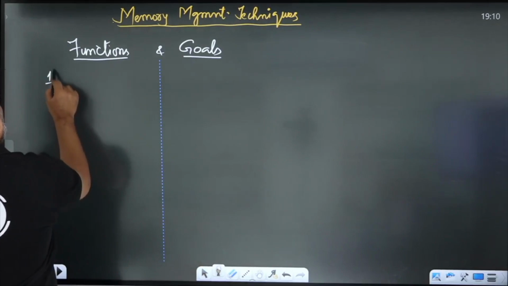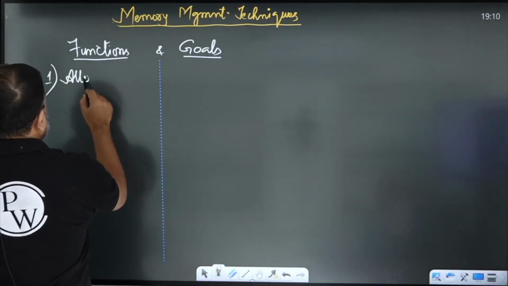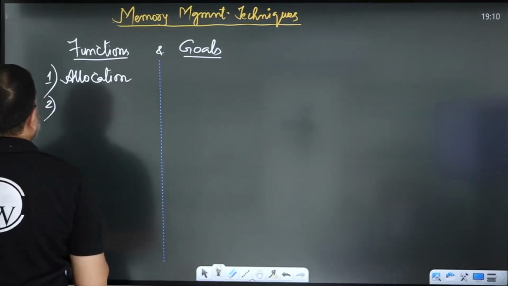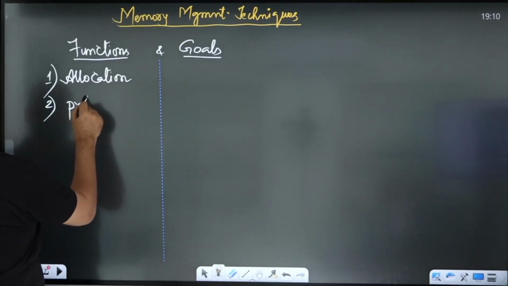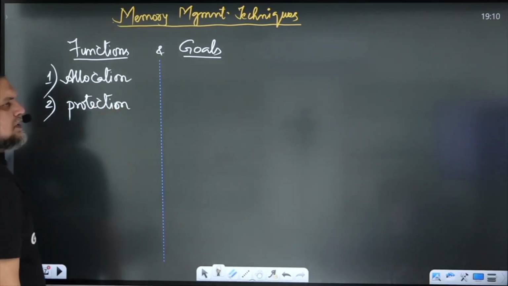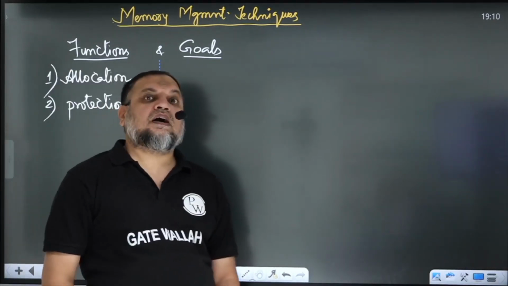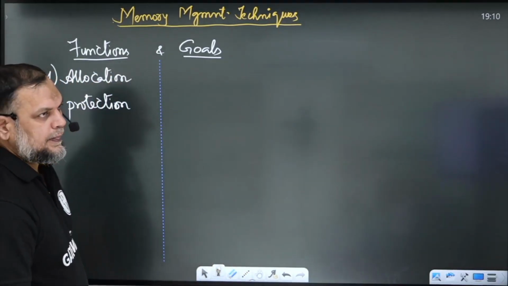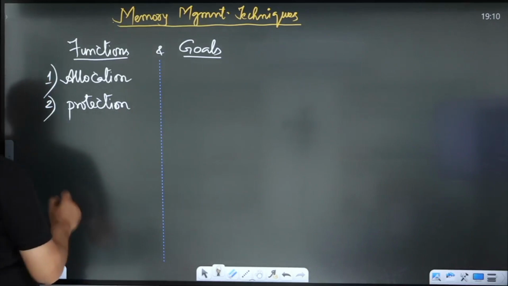The very first function of the memory manager is allocation. Allocate the memory. Next, protection. Protection means making sure that one process should not interfere or trespass into other process areas. That is protection. It should not interfere with other areas.